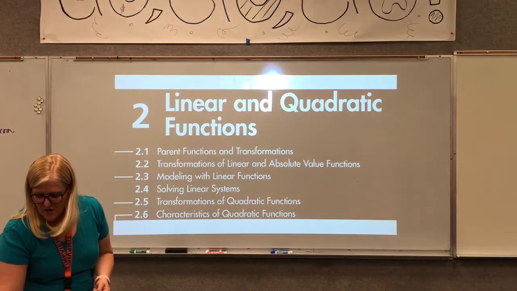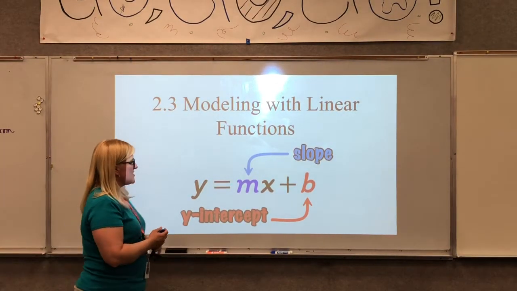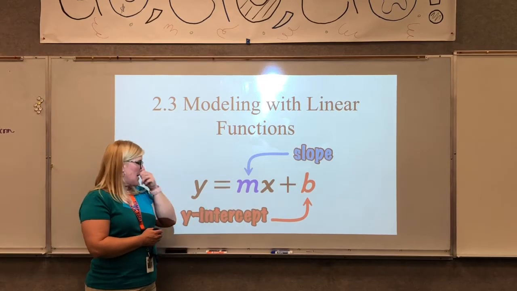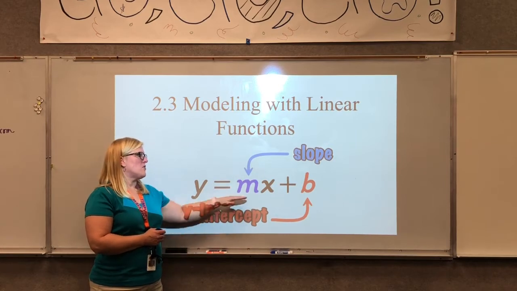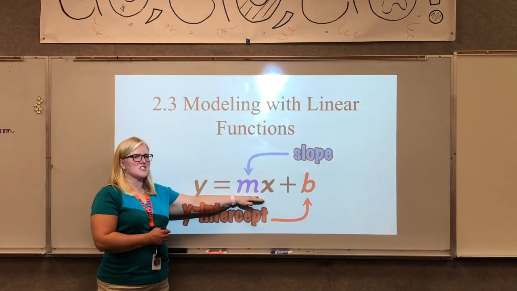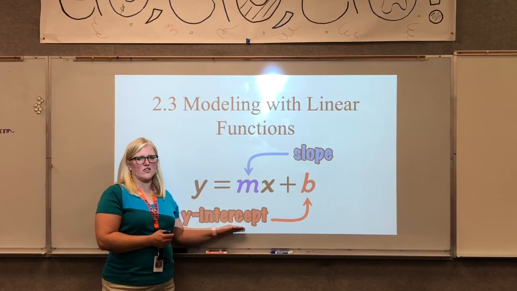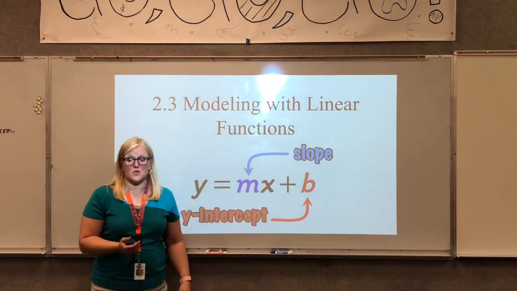Okay, so we're going to start with 2.3, modeling with linear functions. This should look familiar. y = mx + b. When I was teaching this to younger kids, I tried to help them remember that the m is the slope. I called it a slopem. And this is the y-intercept. I called it the y-intercept. I know it's really dumb. But if you have a hard time remembering, maybe that'll help you remember which one's which.